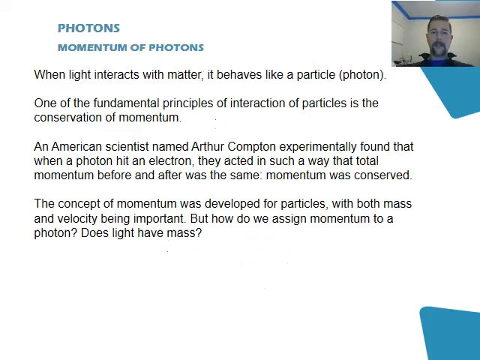When we look at low levels of light and its interaction with matter, we see that light actually acts as a particle rather than a wave, and these particles are called photons. So one of the fundamental principles of particles is the conservation of momentum. Now momentum requires velocity and mass, but can we assign momentum to light, and does light have mass?